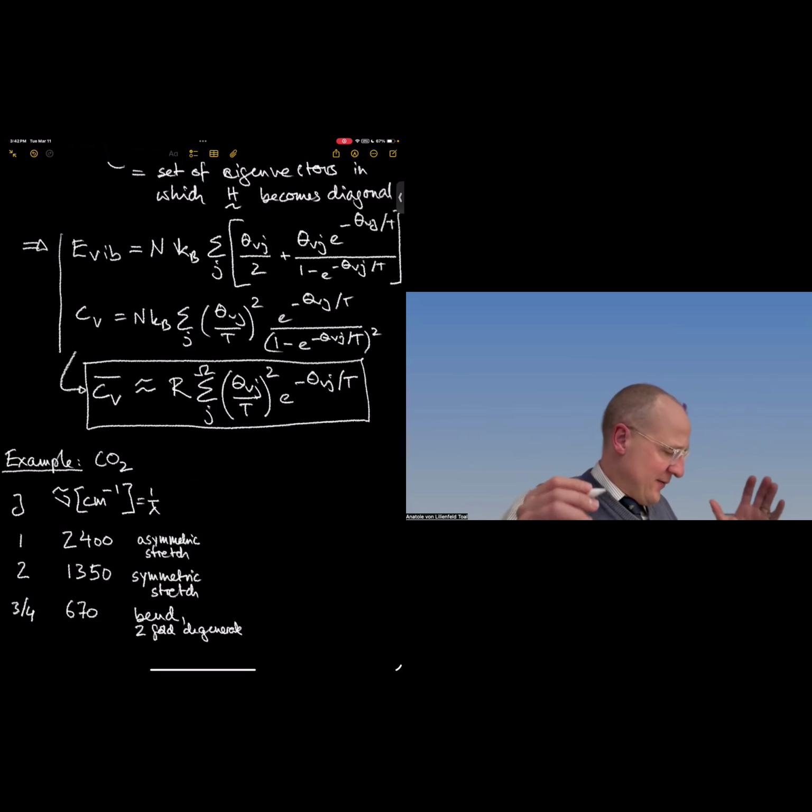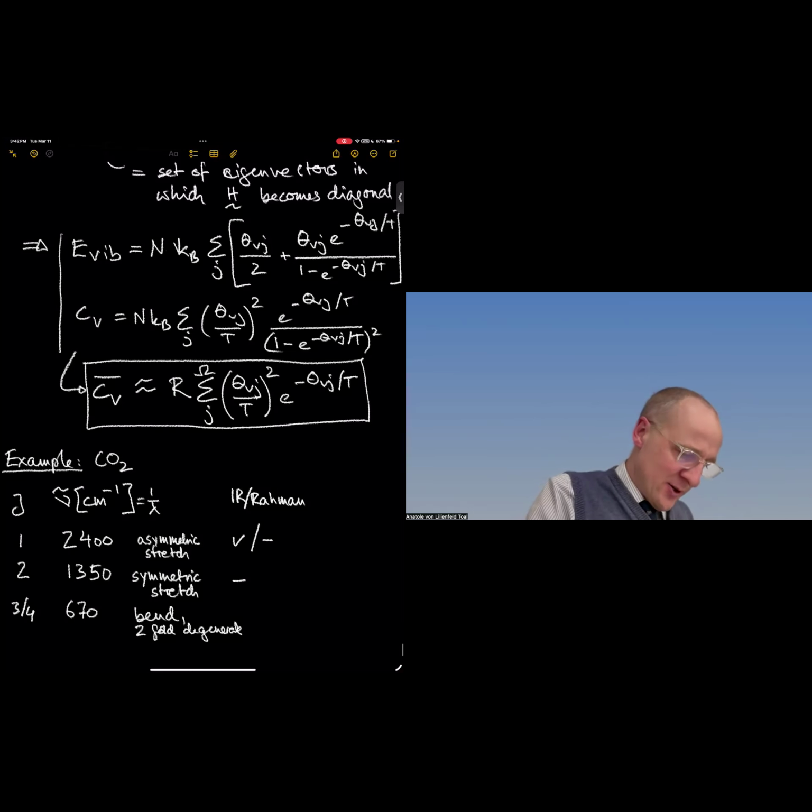Now, regarding the infrared Raman activity, the asymmetric stretch is infrared active and not Raman active. The symmetric stretch is not infrared active, but Raman. And the bending one is infrared active and not Raman. So this is determined by the dipole moment, right?